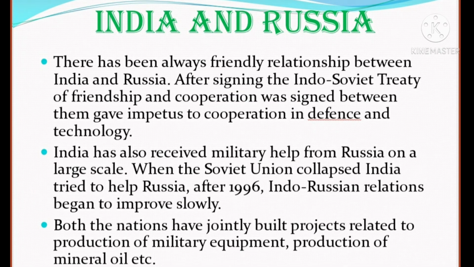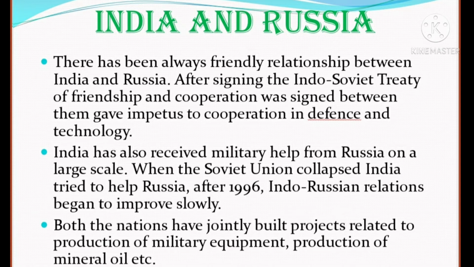India and Russia. There has always been a friendly relationship between India and Russia. The Indo-Soviet Treaty of Friendship and Cooperation was signed between them, which gave impetus to cooperation in defense and technology. India has also received military help from Russia on a large scale. When the Soviet Union collapsed, India tried to help Russia. After 1996, Indo-Russian relations began to improve slowly. Both the nations have jointly built projects related to production of military equipment, production of mineral oil, etc.